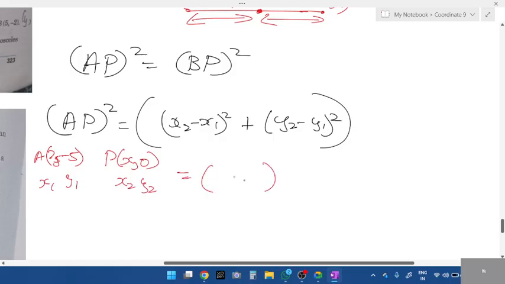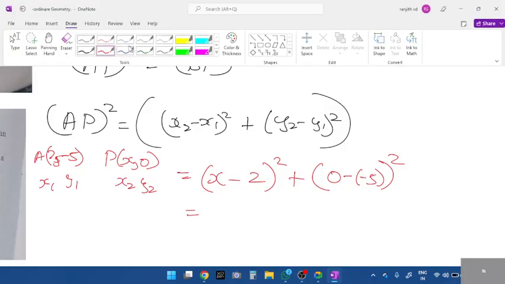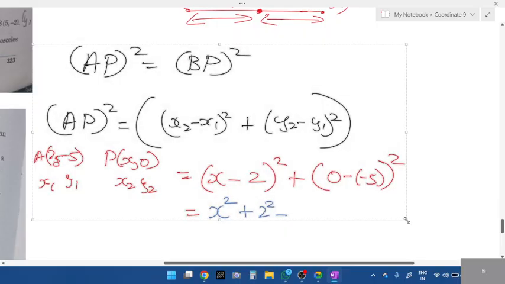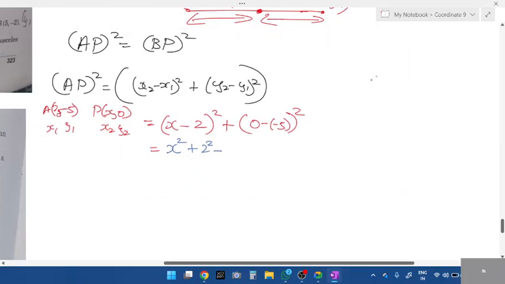Now tell me the value. What is x2? X minus 2 the whole square plus. What is y2, students? This. Okay, let us solve this. Use a minus b the whole square. What is a minus b the whole square? A square plus b square minus. We have done all this. If you are not able to answer, it's difficult to solve this question. What is a minus b the whole square? A square plus b square minus 2ab.